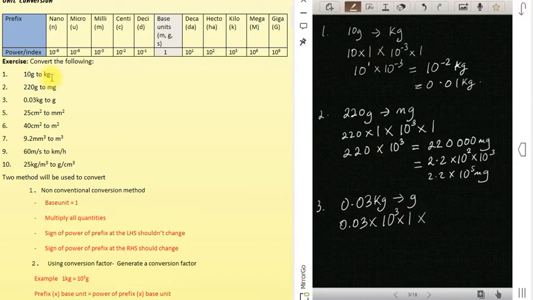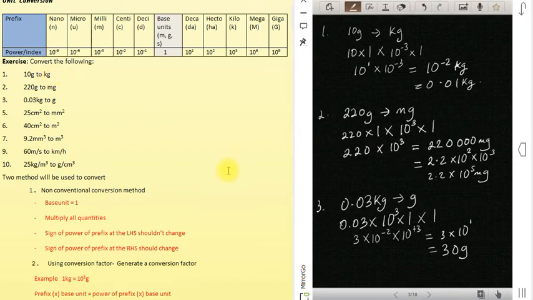So I have 3 times 10 to the power of minus 2 times 10 to the power of 3. Okay, which is something as 10 to the power of positive 1. Okay, which is something as 3 times 10 to the power of 1, or 10. So in other words, I have 30 gram.